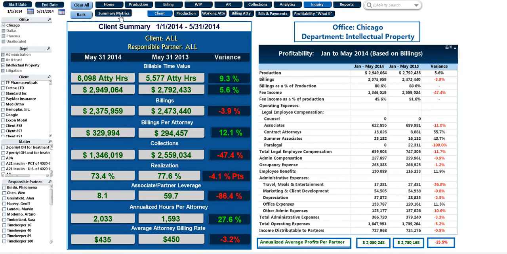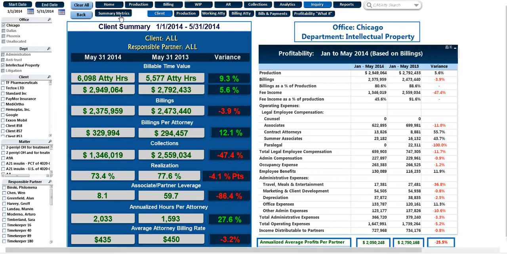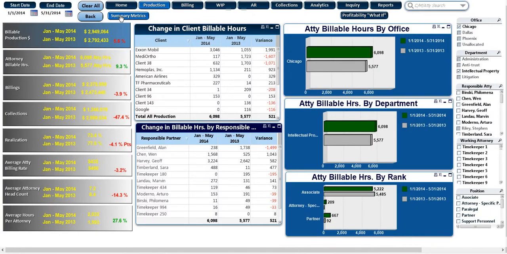Why is it so high, particularly the extraordinarily high leverage last year? Is this a mistake? Drilling down further, we see that last year the intellectual property associates billed nearly 5,500 hours, while the partners only 92. If nothing else, this certainly raises a question for management about the adequacy of responsible partner oversight.